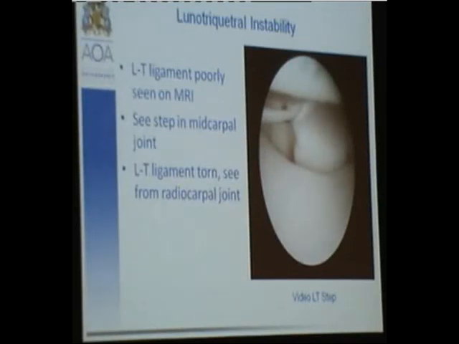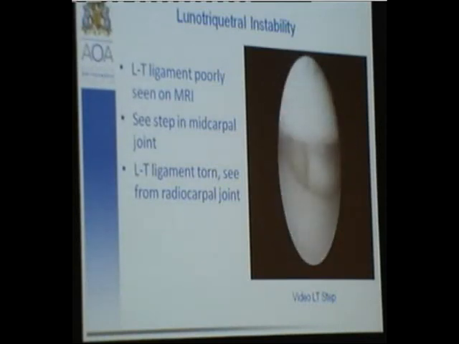So this is the lunate here, and this is the triquetrum here, and there's a step from the lunate up to the triquetrum. These should be nice and smooth across there. And so you can also get a probe in there, and if I can turn it sideways and I've got that instability, then that's enough for me to think that their ulnar-sided pain could be coming from their lunar-triquetral instability.